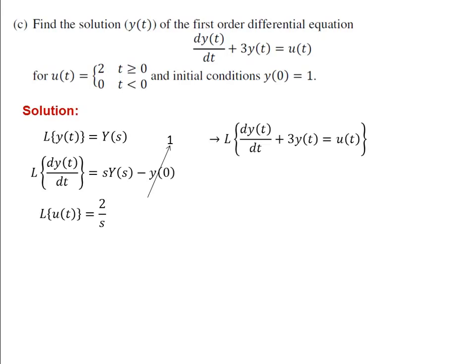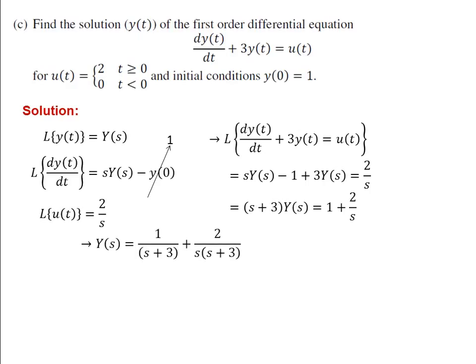So the Laplace transform of the whole differential equation, dy(t)/dt plus 3y(t) equal to u(t), will be sY(s) minus 1 plus 3Y(s) equal to 2 over s. If I reshape the relation and factor out Y(s), I will have (s plus 3)Y(s) equal to 1 plus 2 over s. So Y(s) is equal to 1 over s plus 3 plus 2 over s(s plus 3).